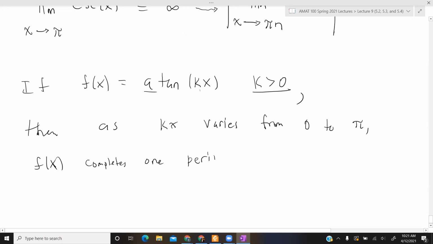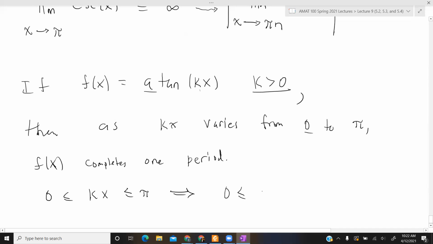So it repeats. It starts at 0 and then it ends at pi. Those two values will be the same, and then after that, it just keeps repeating. So when kx is between 0 and pi, the function repeats itself after you've gone outside that interval.